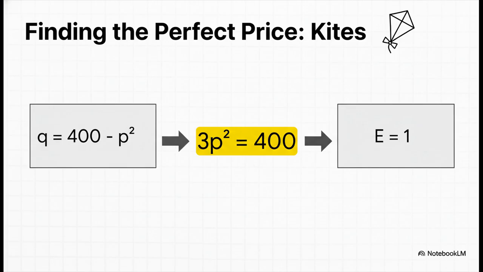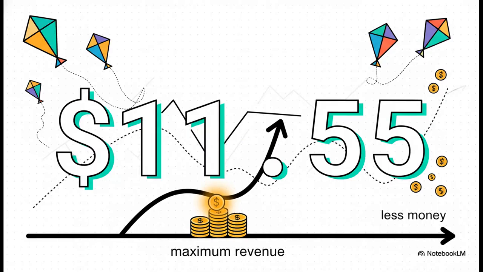Once you work through the algebra, it simplifies right down to this. 3 times P squared equals 400. And when you solve that little equation for P, you get your answer. $11.55. That is it. That's the perfect price for these kites. Any higher, they lose too many customers. Any lower, they leave money on the table. This is the price that makes them the most possible revenue.